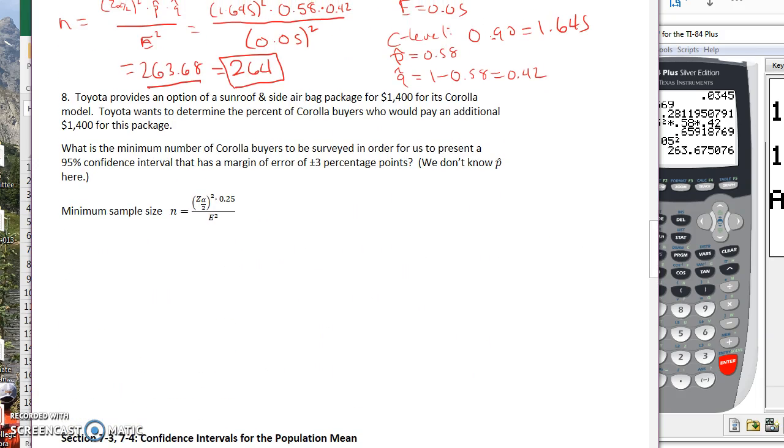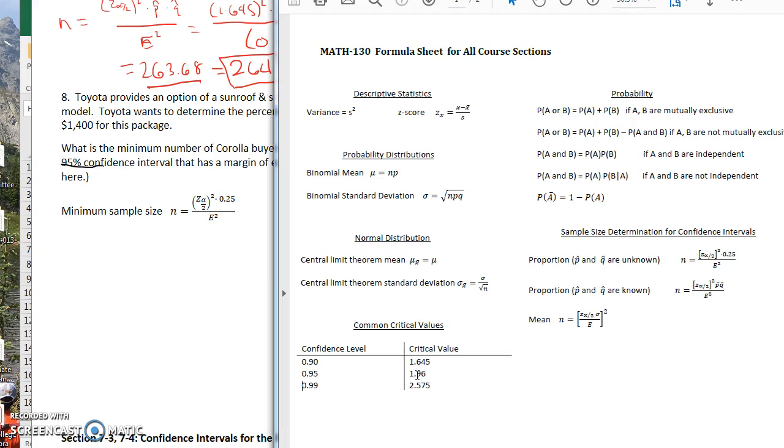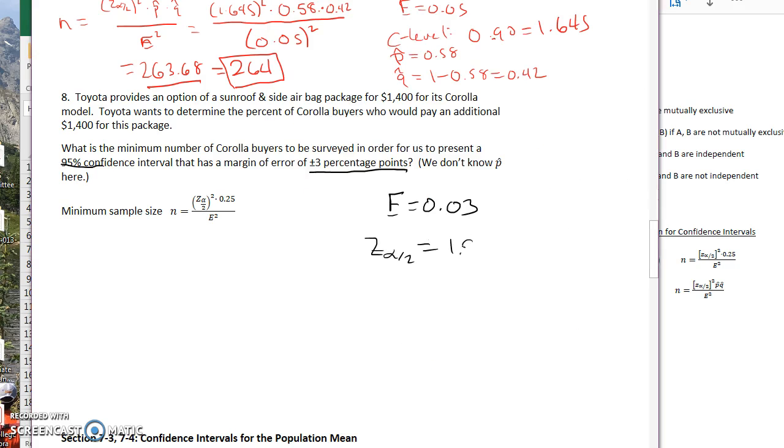So Toyota provides an option for a sunroof and side airbag package for $1,400 for its Corolla model. Toyota wants to determine the percent of Corolla buyers who would pay an additional $1,400 for this package. We don't know a p hat value because we don't know what percent of people would pay for this. We want to be within 3 percentage points, so that tells us our error is going to be equal to 0.03. And we want a 95% confidence level, so that z alpha over 2 value is based off our formula sheet, and our 95% value is 1.96.